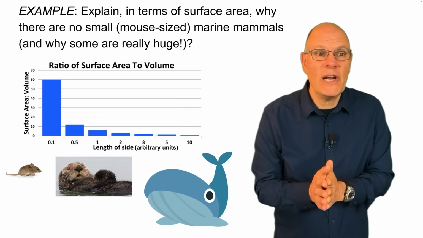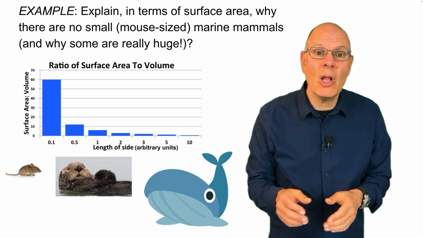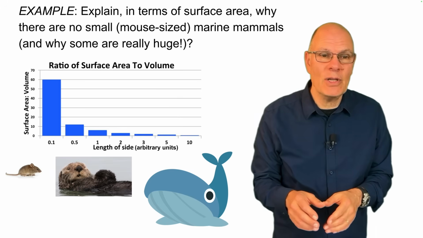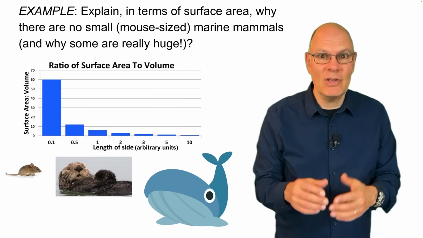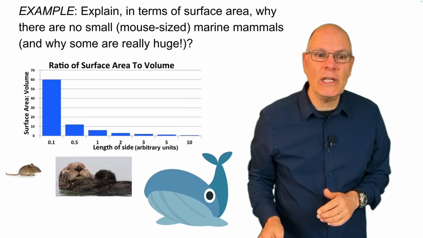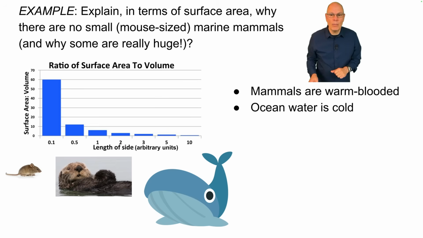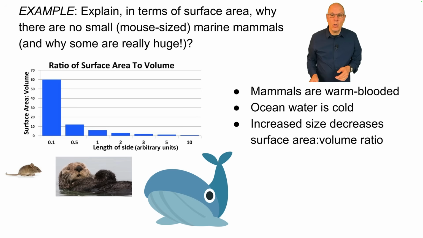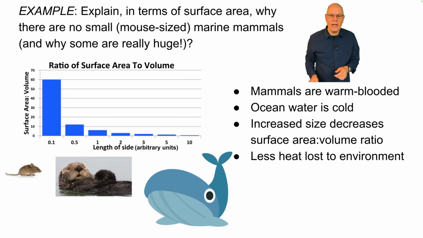Explain in terms of surface area why there are no small mouse-sized marine mammals, and why some marine mammals, like the whales, the largest organisms to have ever evolved, are really huge. Mammals are warm-blooded. Ocean water is cold. Increased size decreases the surface area to volume ratio, so there's less heat lost to the environment.